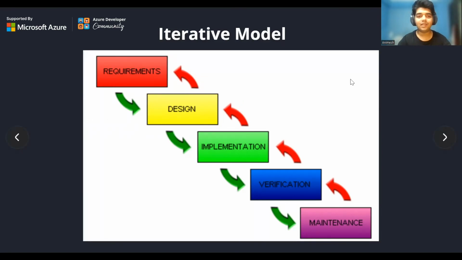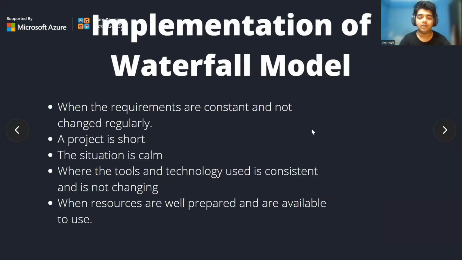Okay, moving on. Since we have learned the iterative model and the classical waterfall model, there must be a question: why use it, or when can we use it? There is actually a specific set of rules for when we can use it, since we know from the classic or iterative model that the requirement analysis or the feasibility study is the most important one, right? So we can only implement the waterfall model when we know that the requirements are constant and are not changed regularly.